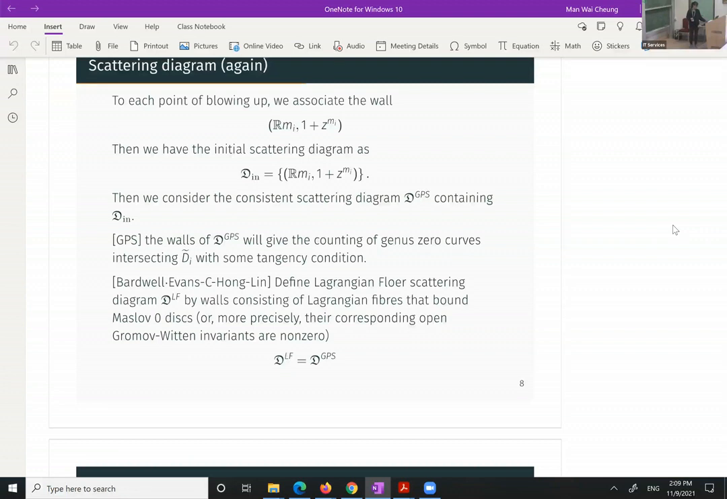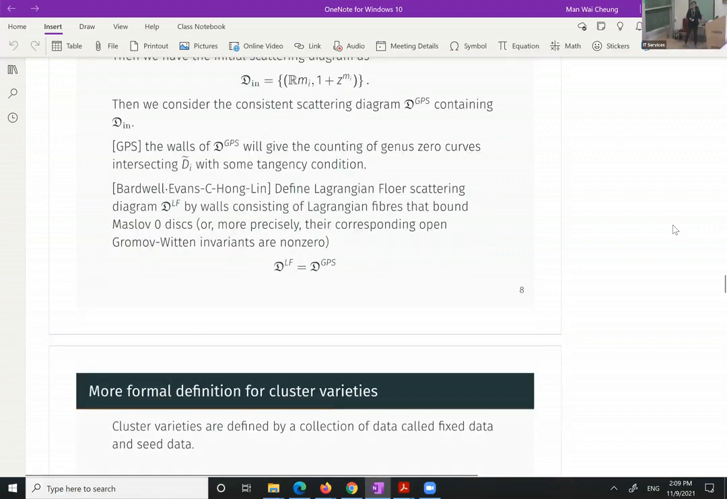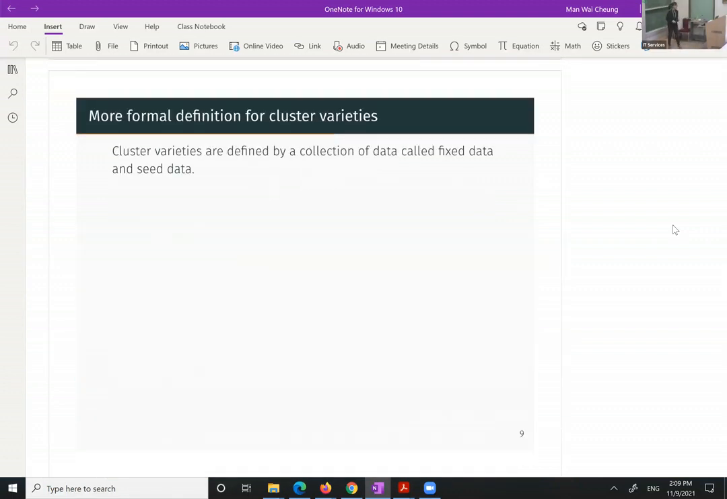So as a cluster person, I guess the question is, why do we care about all this? What does that mean in terms of the cluster variety? So let's go into a more precise definition of cluster variety. Do we have enough time?